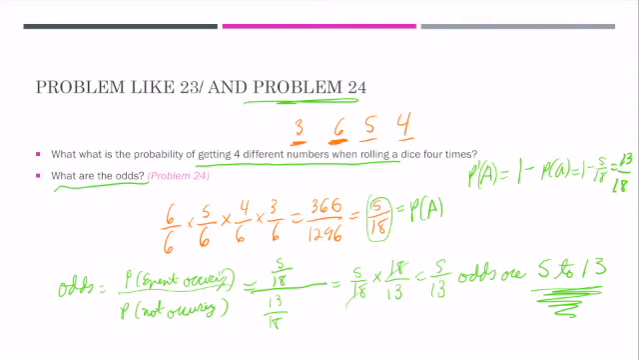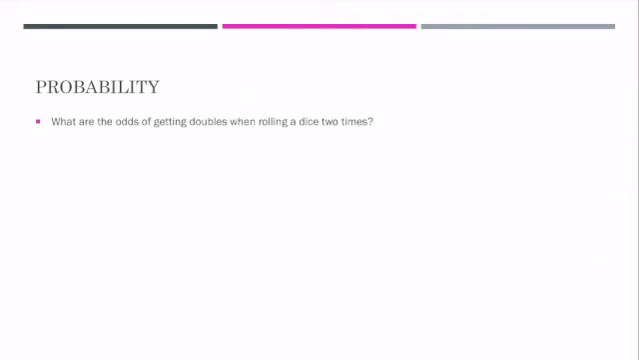Let's do another problem involving odds, because I don't think I spend a lot of time in the video discussing them, and they're good to know and be able to understand. So what are the odds of getting doubles when rolling a die 2 times? If you remember from the videos and the PowerPoint, the probability of rolling doubles is 1/6. But let's go ahead and calculate that.